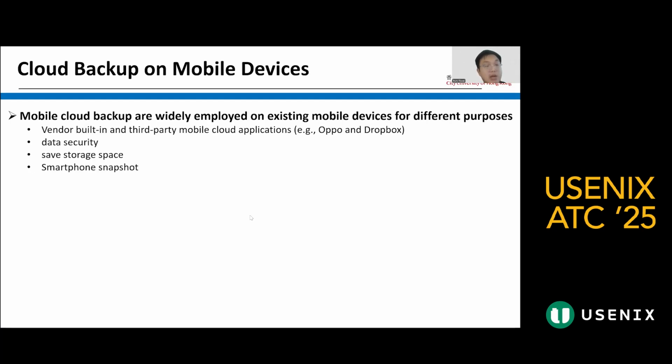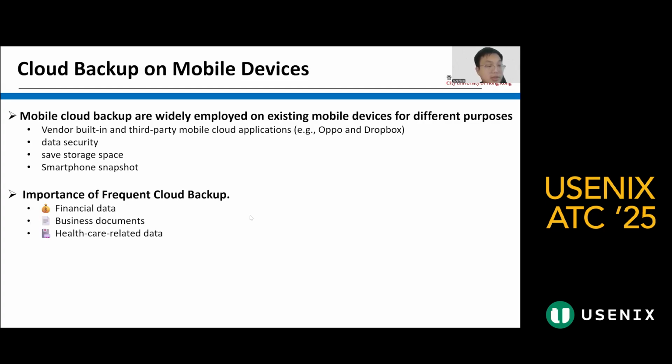Mobile cloud backup is widely employed on existing mobile devices for different purposes. It usually involves the vendor built-in cloud backup applications such as Oppo, Huawei, and Xiaomi, and the third-party mobile cloud backup applications such as Dropbox and OneDrive. They are used for different purposes, such as data security and saving storage space. Built-in applications are usually for the smartphone snapshot.